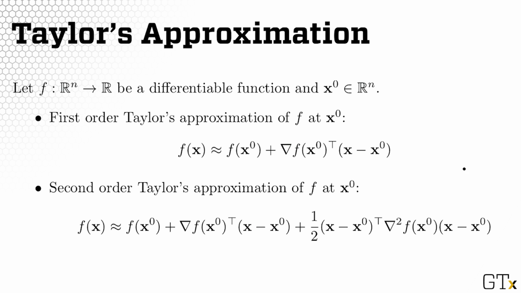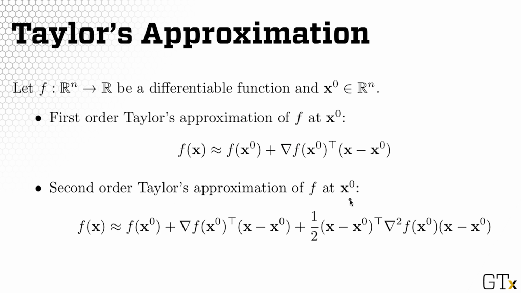Now let's talk about Taylor's approximation. If I give you a function which takes an argument that is an n-dimensional vector and is differentiable, and a particular point x0 in its domain, R^n, then the first order Taylor's approximation of this function at x0 is given by a linear approximation, obtained by the function value at x0 plus the gradient of the function, scalar product with the difference of a point x from x0. So this is the usual first order approximation.